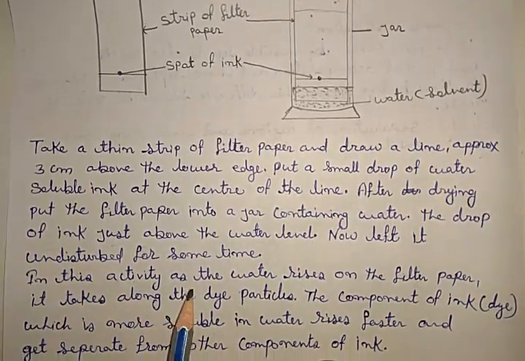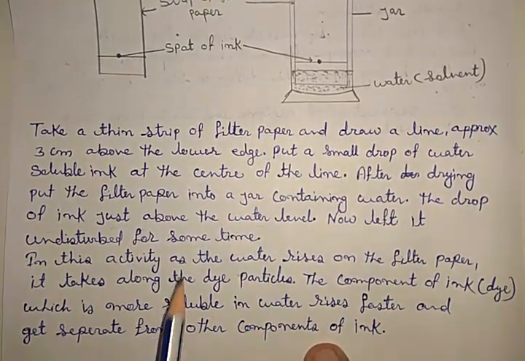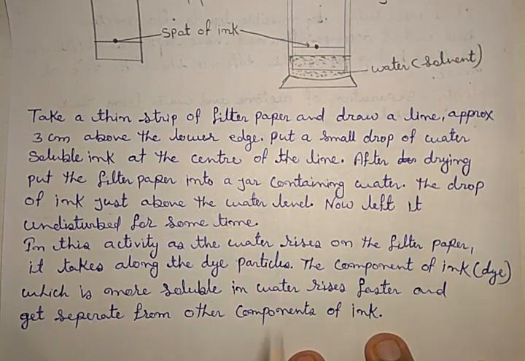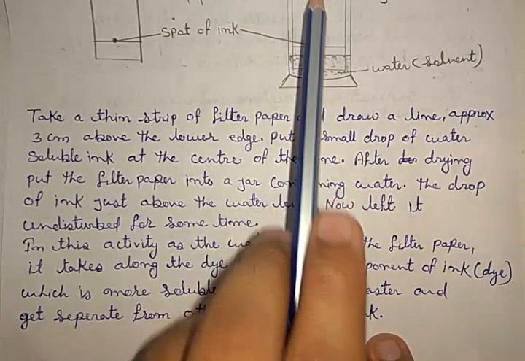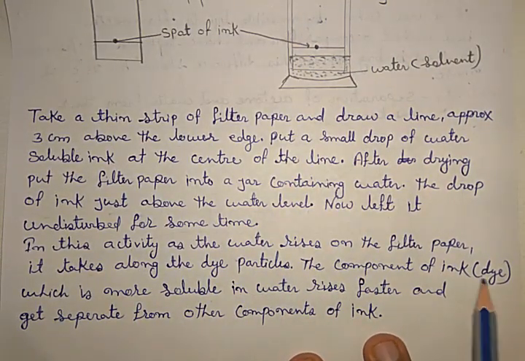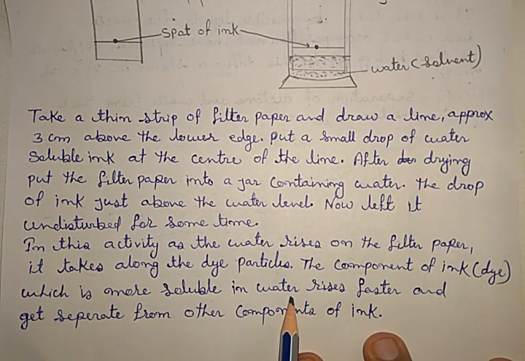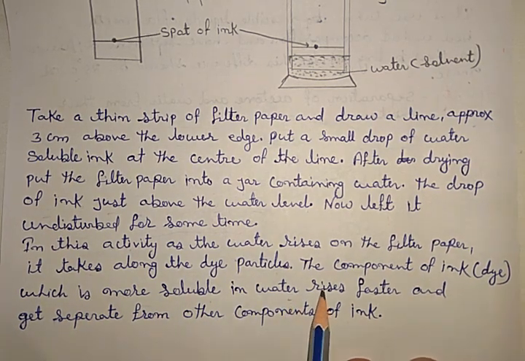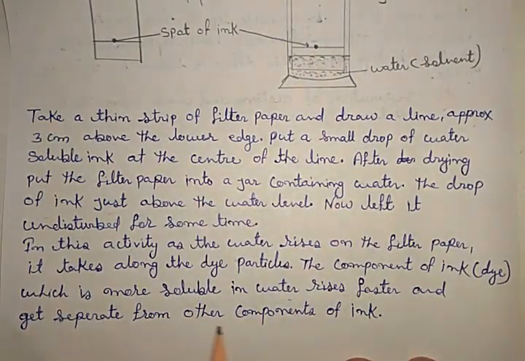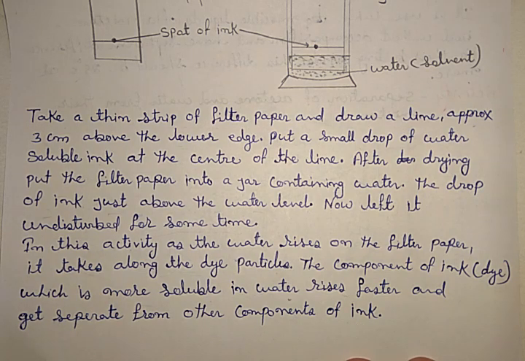In this activity, as the water rises on the filter paper, it takes along the dye particles. The component of ink, that is, the dye, which is more soluble in water, rises faster, and gets separated from the other components of the ink. Okay, so this is the chromatography technique of separation of components of any color.